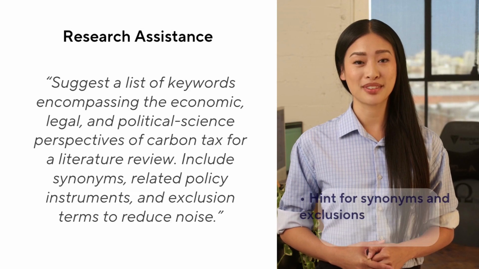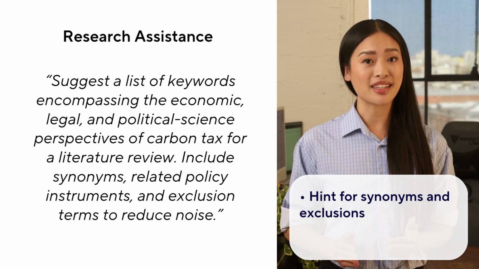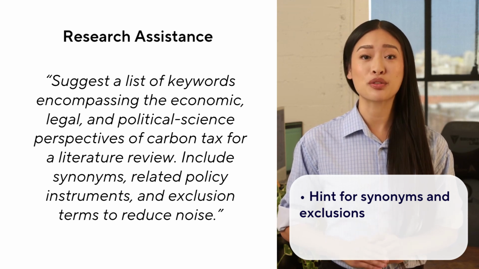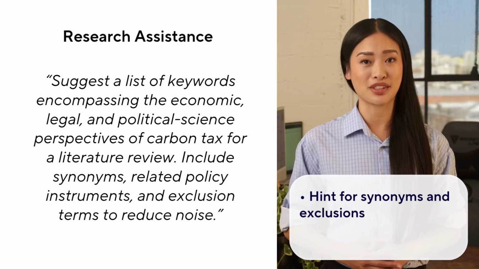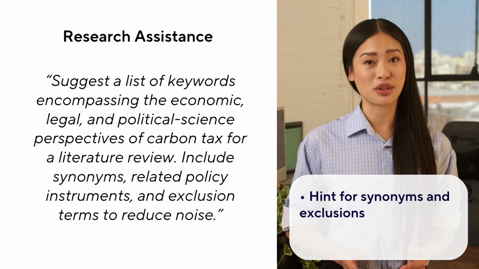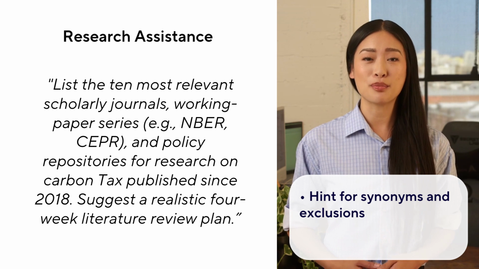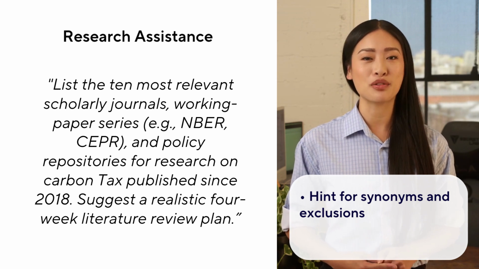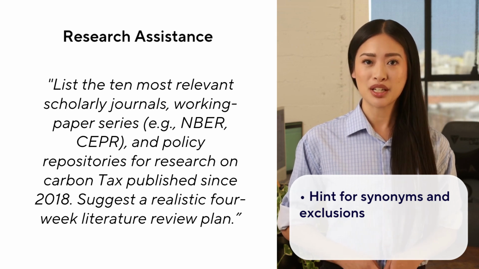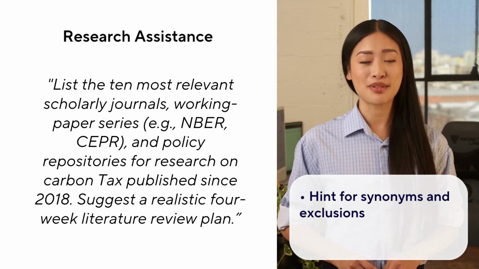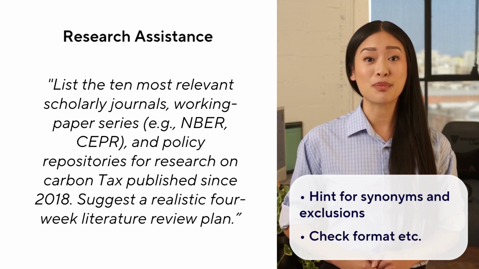Try out this prompt. Suggest a list of keywords encompassing the economic, legal, and political science perspectives of carbon tax for a literature review. Include synonyms, related policy instruments, and exclusion terms to reduce noise. Then, based on your personal search strategy, you can say, list the 10 most relevant scholarly journals, working paper series, and policy repositories for research on carbon tax published since 2018. Suggest a realistic 4-week literature review plan. Once you have gathered, read, and verified the real sources by yourself, AI can then check citation formatting or help group papers thematically.